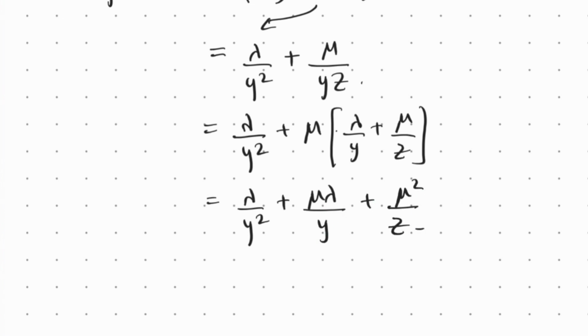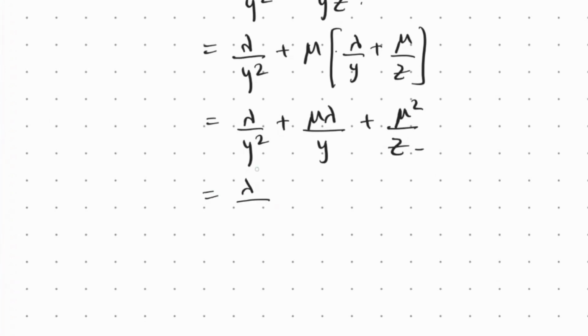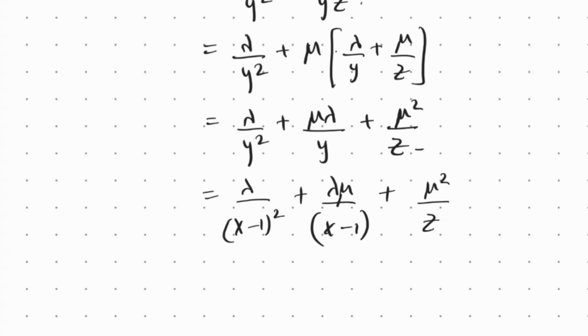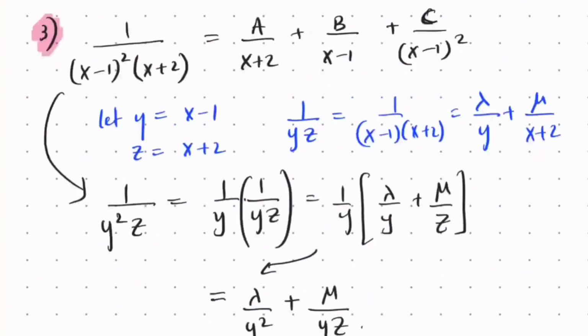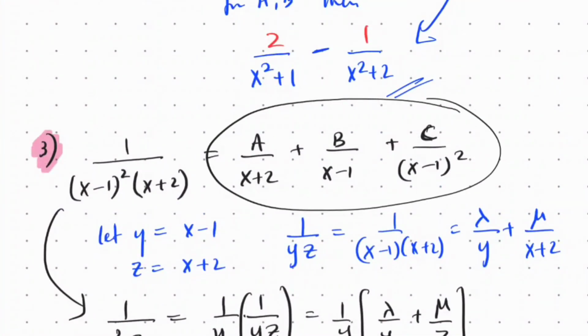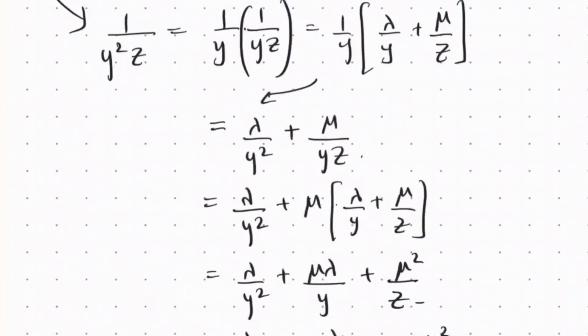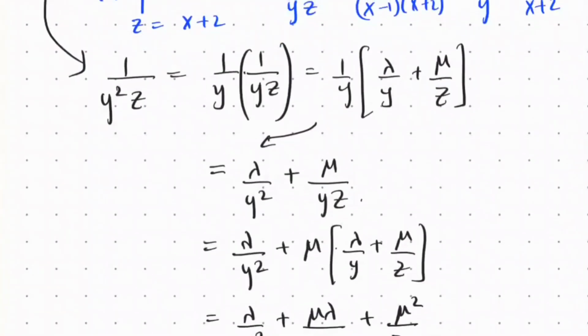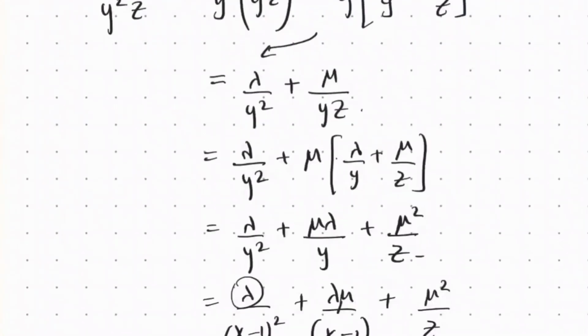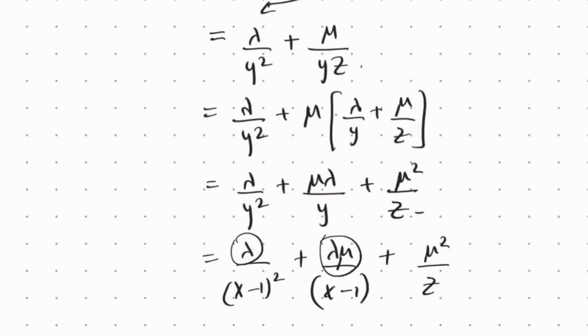You see? Now if I backward substitute, I get lambda over (x minus 1) whole thing squared plus lambda mu over (x minus 1) plus mu squared over z. So look at this. If I write it in this ABC form and find A, B, and C, our C is going to be equal to the lambda here, and our B is going to be equal to lambda mu, and A is going to be equal to mu squared.